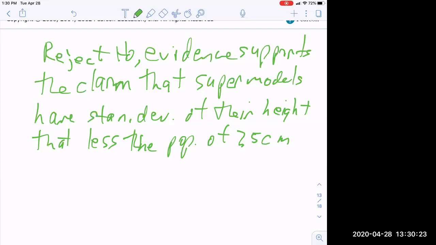So since we rejected H naught, we've got pretty good evidence that says supermodels, their height doesn't range that much. So they're all relatively within the same height, whereas the normal population or regular population, it's going to vary a lot more.